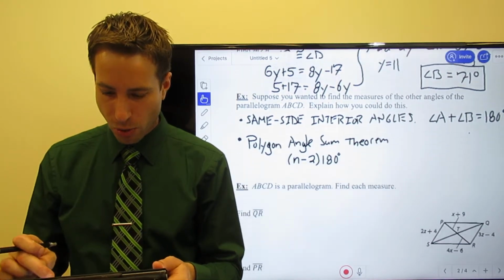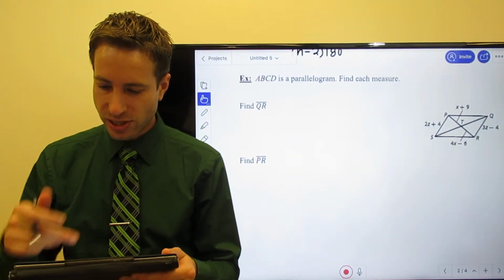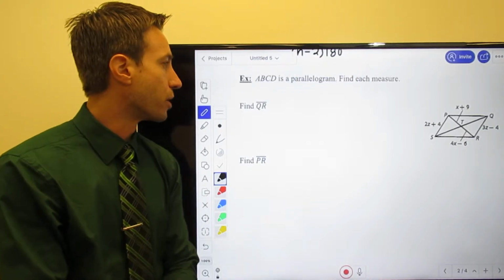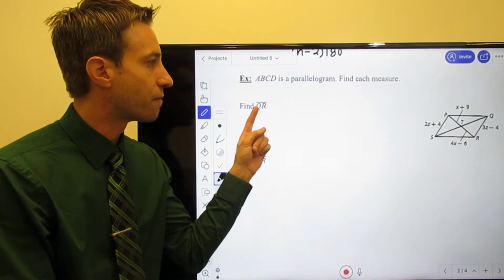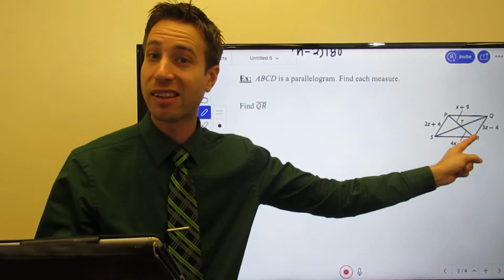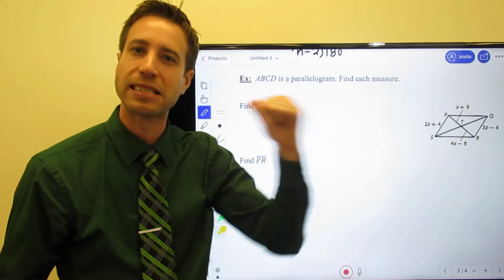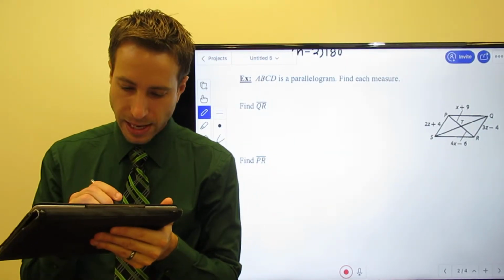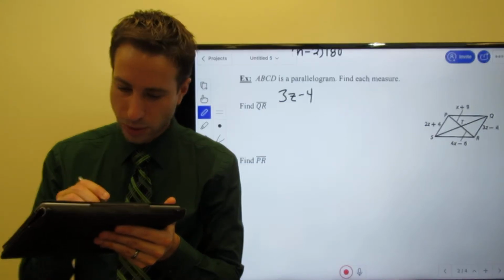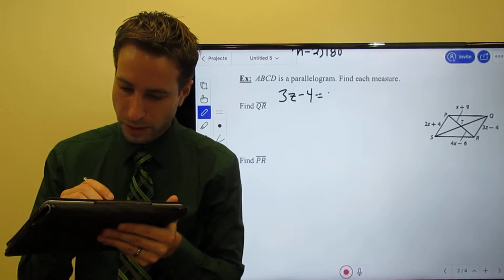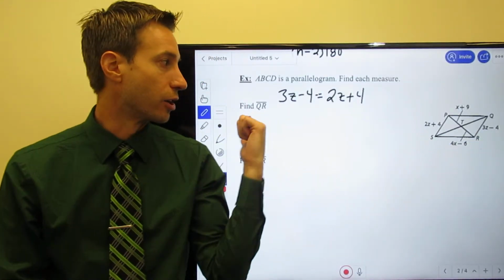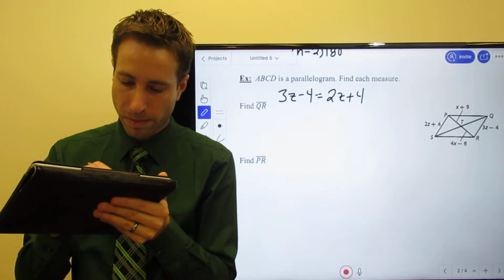All right, I think I got one more example problem for you here, just setting up some algebraic expressions to solve. So let's quickly run through another one of these. This shouldn't take too long. I want you to find QR. There's QR. QR is parallel and congruent to PS, its opposite side. So set up 3z minus 4 is equal to 2z plus 4, right? I know opposite sides are parallel and congruent. Let's quickly solve this algebra problem.